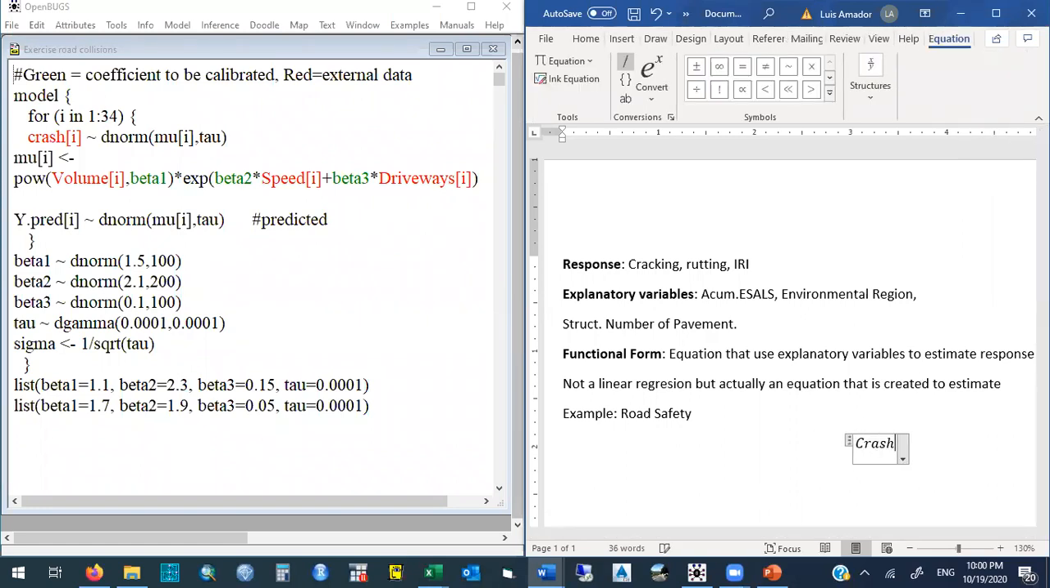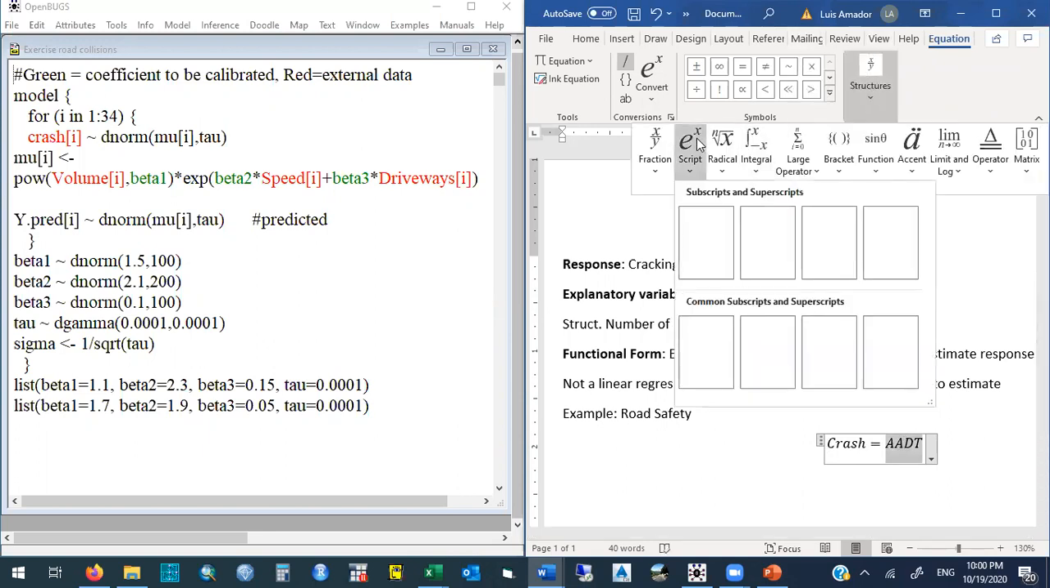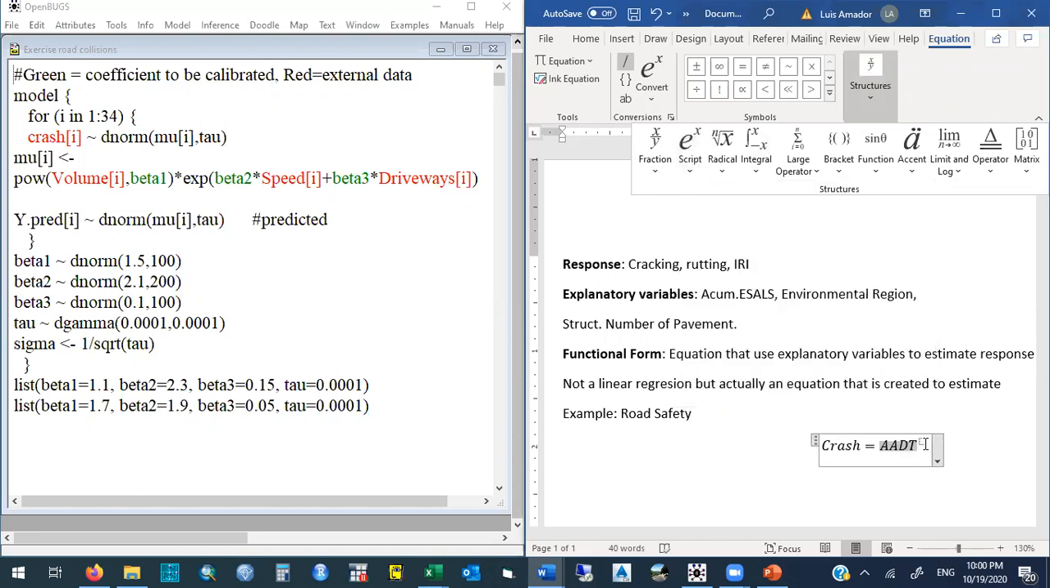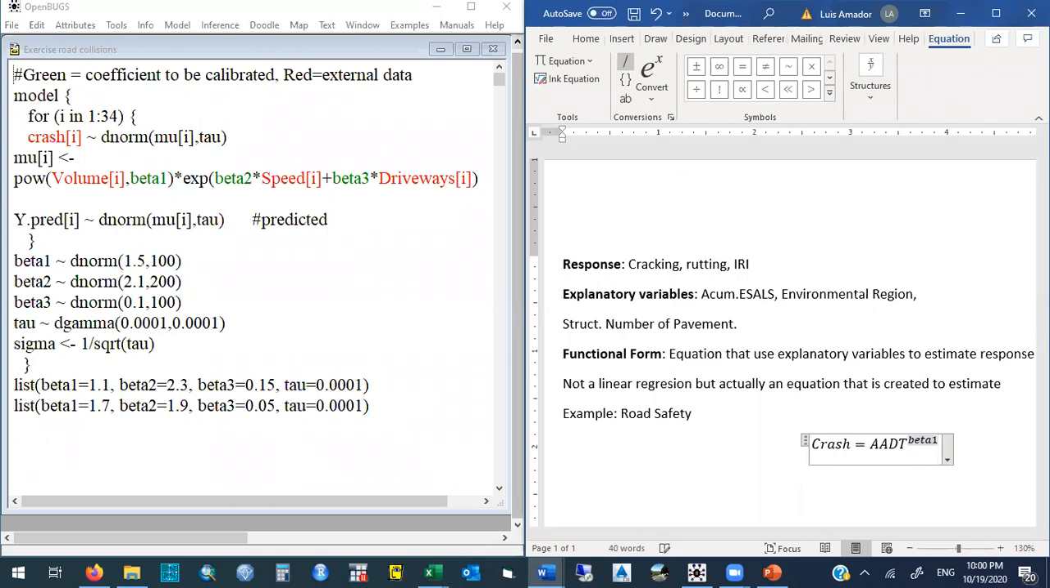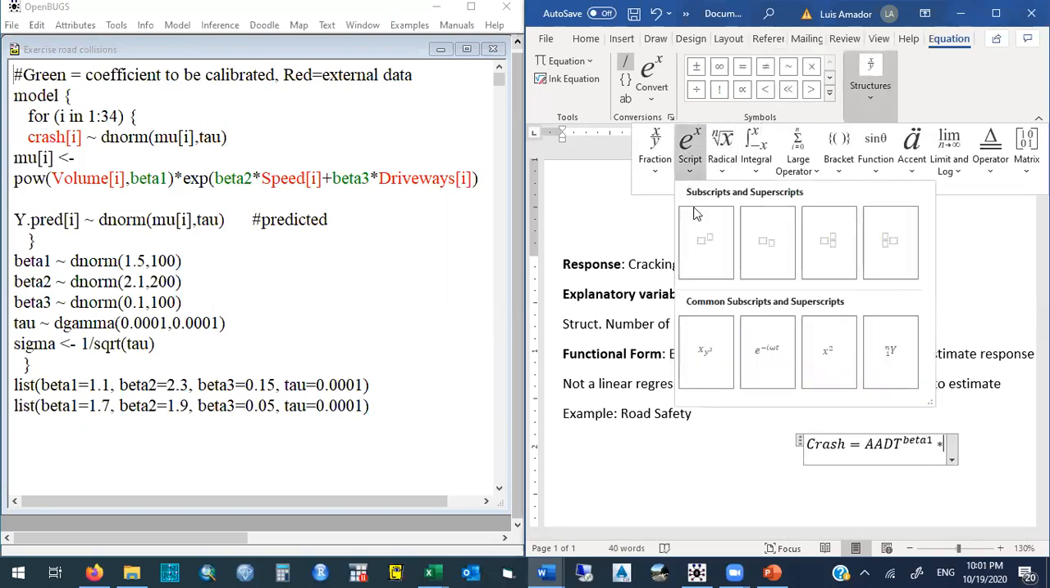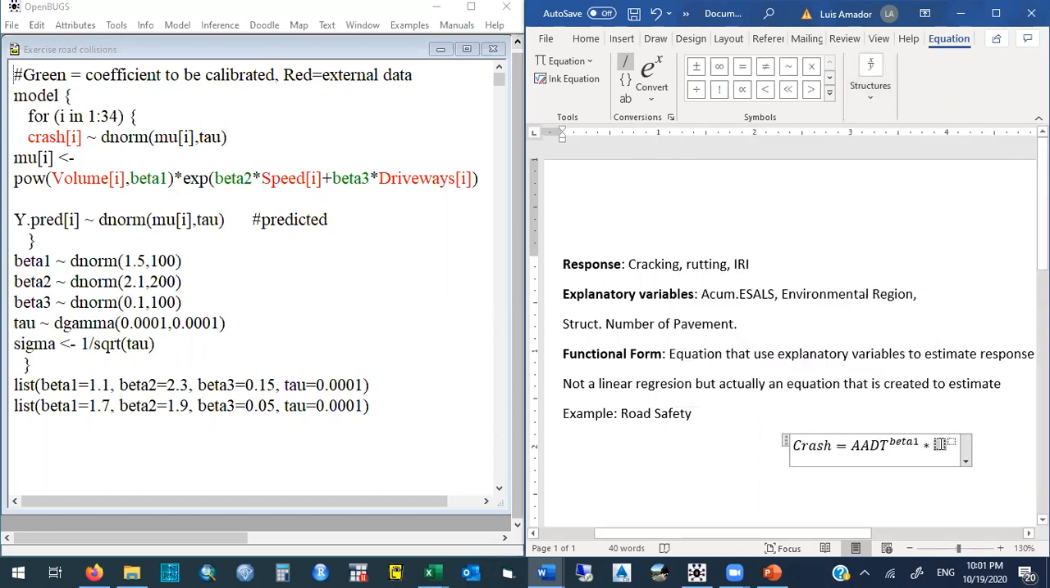The crashes are equal to the AADT, the volume on the road, to the power of a coefficient that I'm calling beta 1. And then times the exponent, so e to the power of beta 2 times the speed plus beta 3 times the number of driveways you have per kilometer. So this is what I call a functional form.